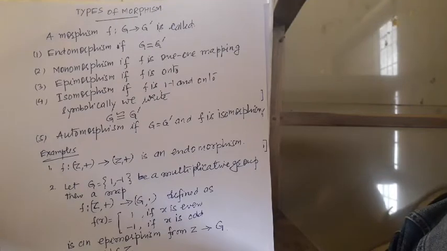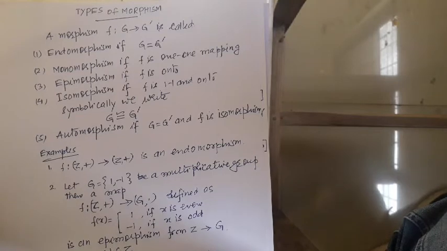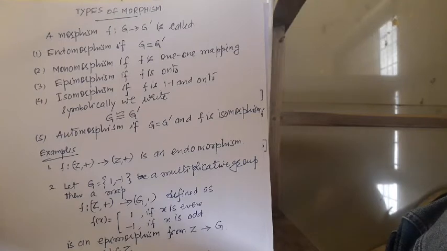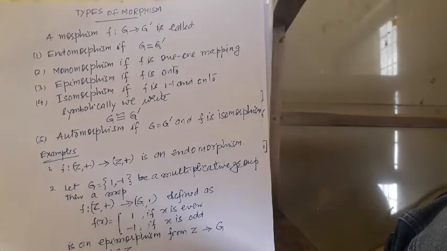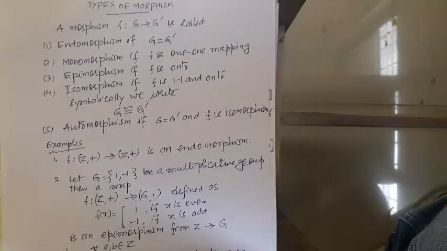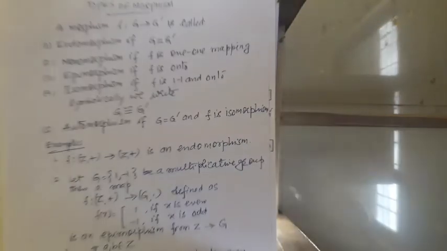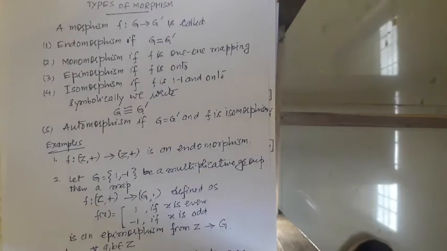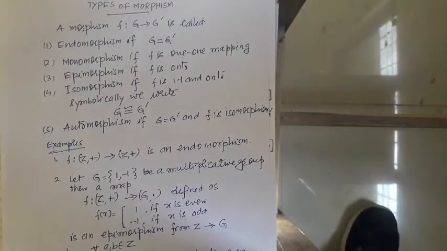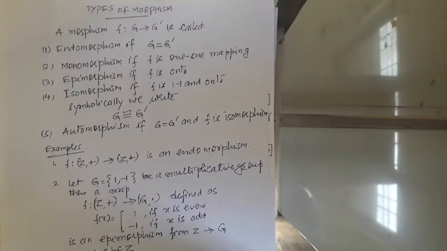In the previous lecture we discussed the morphism between two groups, and we considered some questions based on these things. Now, today we will discuss the types of morphism.